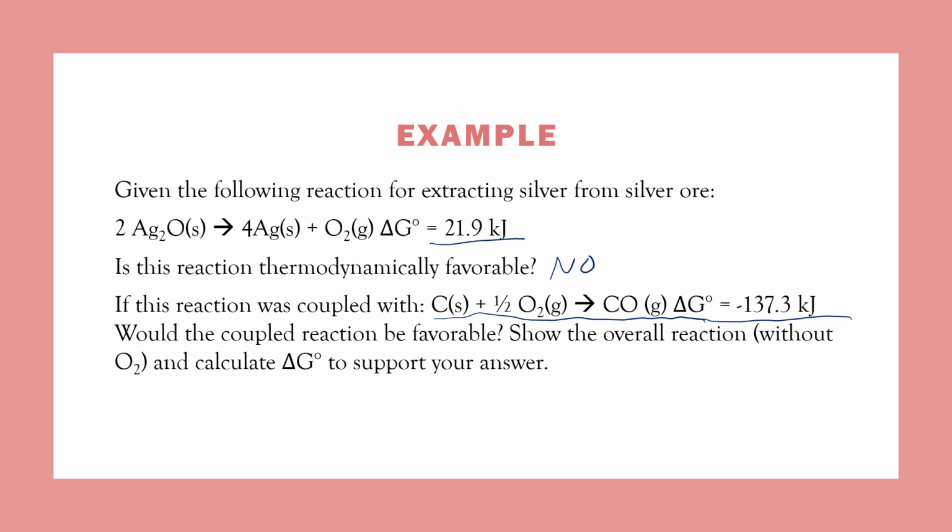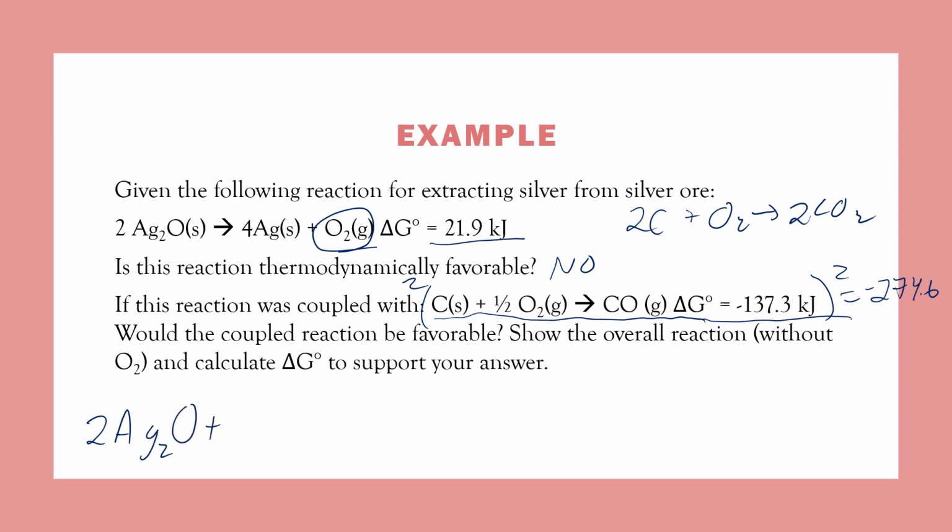So without oxygen, we want to cancel out the oxygen. We have 1 oxygen on the product side, 1/2 oxygen on the reactant side. So we need to multiply this reaction and the delta G by 2. So I would wind up with 2 carbon plus O2 yields 2 CO2. And then my delta G when I multiply by 2 is negative 274.6.